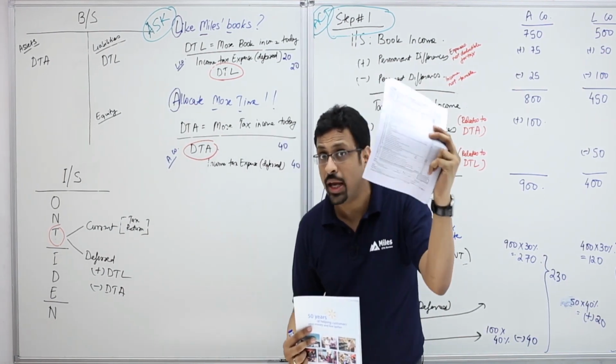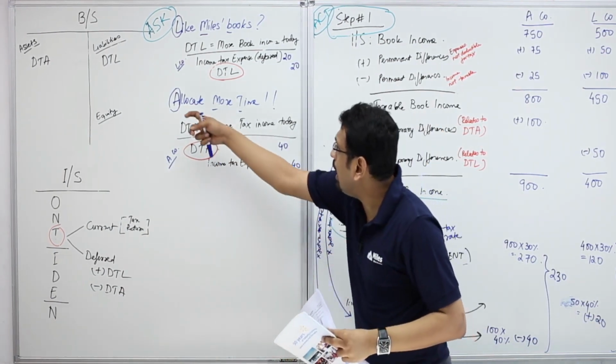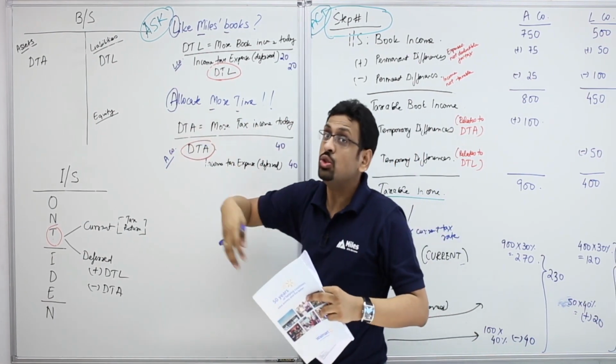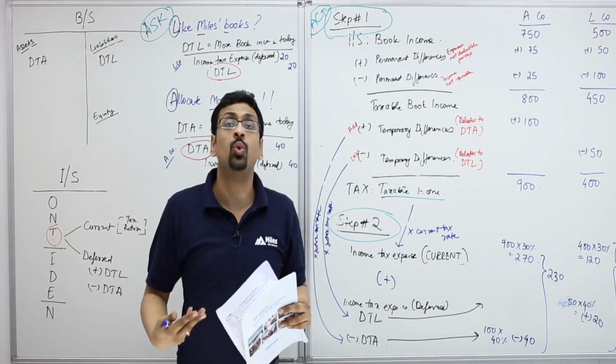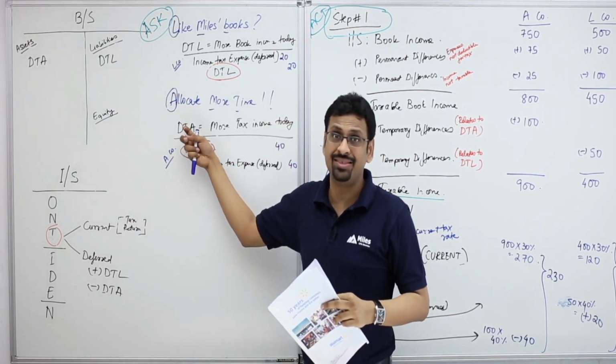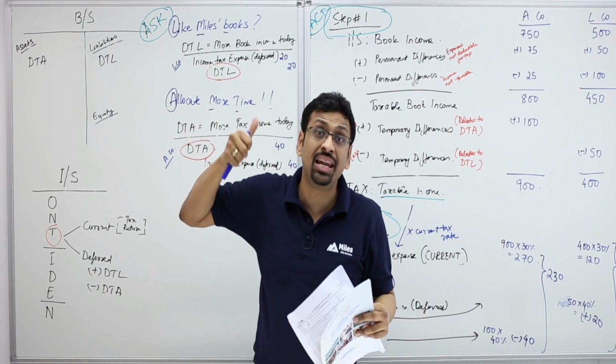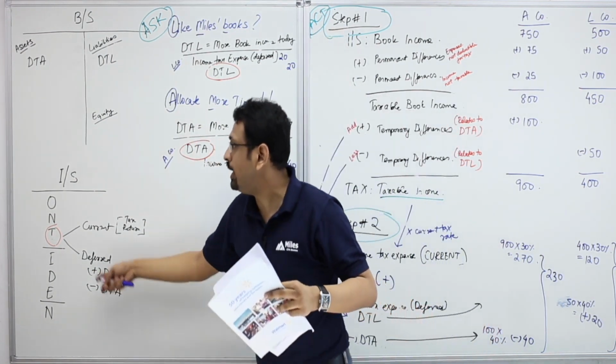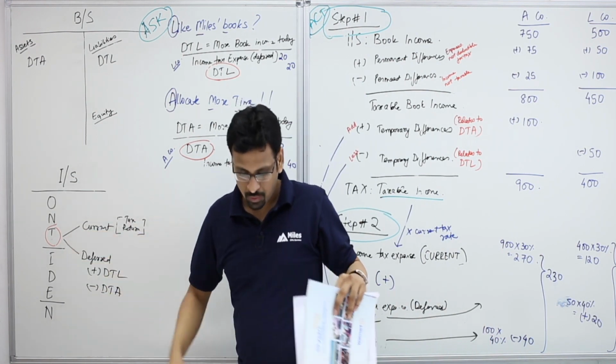More tax income today means it's a deferred tax asset. So that is a temporary difference which would create a deferred tax asset. So that's add above the line in step number 1 and less when you're calculating income tax expense.